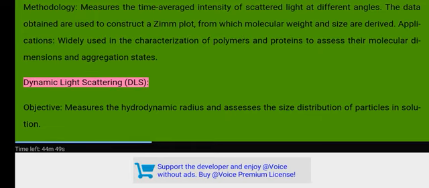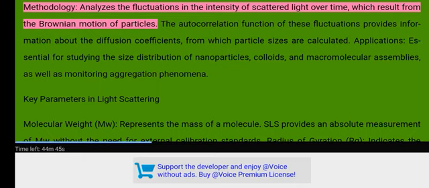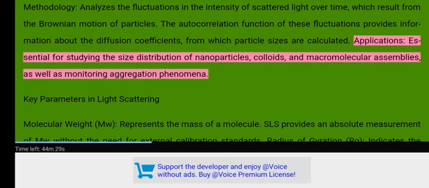Dynamic light scattering, DLS. Objective: measures the hydrodynamic radius and assesses the size distribution of particles in solution. Methodology: analyzes the fluctuations in the intensity of scattered light over time, which result from the Brownian motion of particles. The autocorrelation function of these fluctuations provides information about the diffusion coefficients, from which particle sizes are calculated. Applications: essential for studying the size distribution of nanoparticles, colloids, and macromolecular assemblies, as well as monitoring aggregation phenomena.